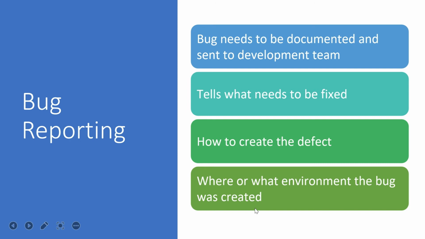So in those cases, we need to mention the environment: I tried it on Firefox, it is not working; Safari, it is not working; or in iOS it is not working, or in Android it is not working. So we need to mention in which environment we faced that bug. All these details need to be reported to the development team. So that is the purpose of the bug reporting.